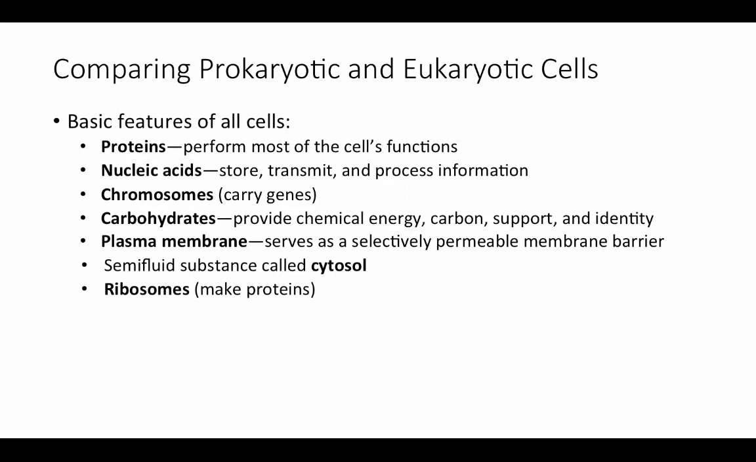They use a plasma membrane that's composed of lipids that serves as a selectively permeable membrane barrier. Remember, that's important for this idea of homeostasis, having an internal environment that's separated from and can be different from the external environment. They have a semi-fluid substance inside the cell called cytosol. More on that as we go. And they also all use structures called ribosomes to manufacture their proteins.